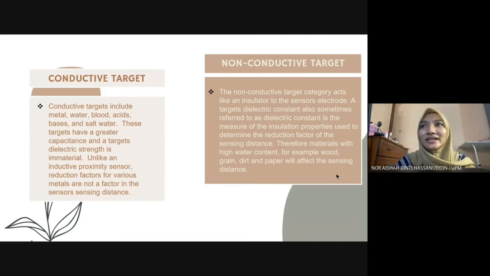Non-conductive target categories act like an insulator to the sensor electrode. A target's dielectric constant is the measure of the insulation properties used to determine the reduction factor of the sensing distance. Therefore, materials with high water content, for example wood, grain, dirt and paper, will affect the sensing distance. We proceed to the C and D questions.